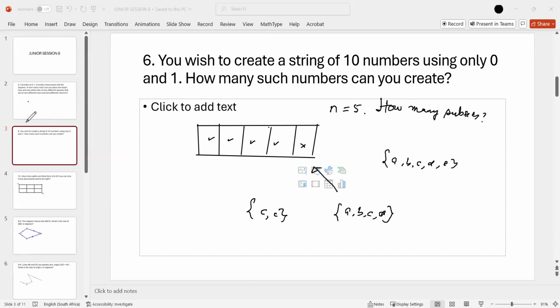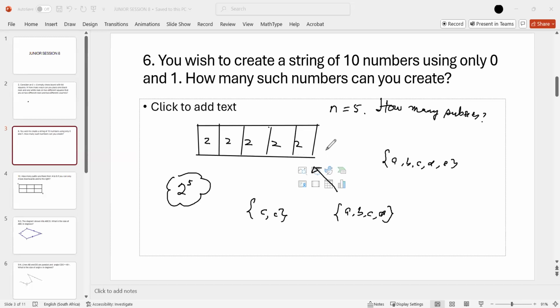So the question is, how many ways can you do this? And that immediately tells you the story, because you can either put a tick or a cross in any one of these. So this can be filled in two ways, either a tick or a cross, tick or a cross, tick or a cross, tick or a cross, tick or a cross. So the total number of subsets is 2 to the power of 5. Very clever.